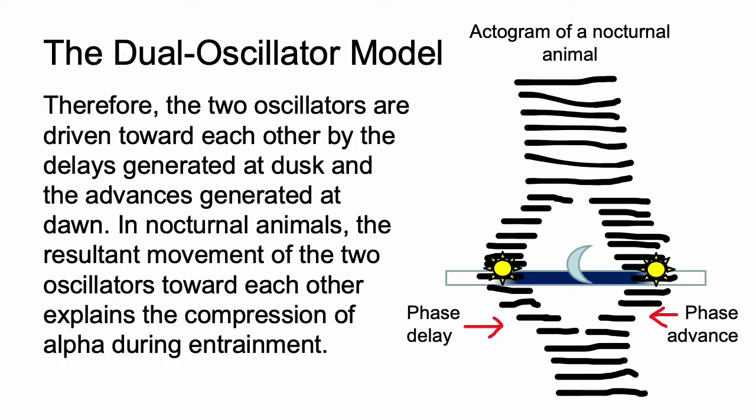Right, so they're driven towards each other by the delays generated at dusk and the advances generated at dawn. And in nocturnal animals, the resultant movement of the two oscillators toward each other explains that compression of alpha during entrainment. So here we go. This is explaining not only the splitting, but also that compression that we've seen. You can imagine that the light, that dark period getting smaller, and the phase advance and the phase delay squishing into each other, causing a compression of alpha.